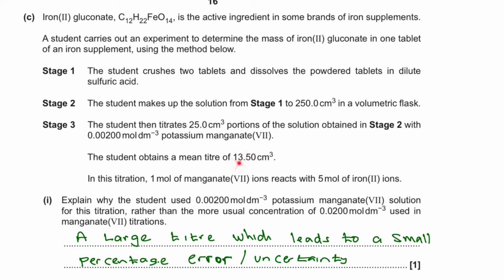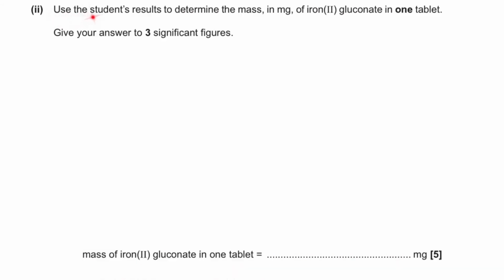The volume would have been 1.35. 1.35 is small. 13.50 is large. So with a large titre, you will get a small percentage error. Use the student's result to determine the mass in milligrams of iron(II) gluconate in one tablet. Give your answer to 3 significant figures.